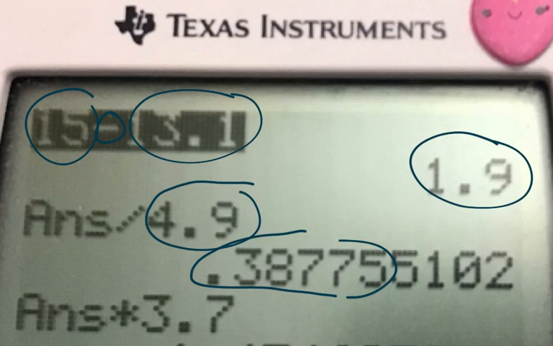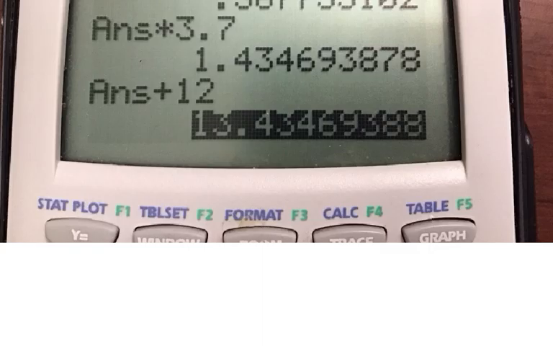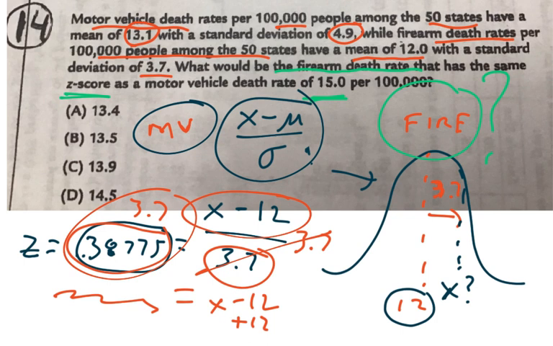So here we go. We're going to times by 3.7. We're going to get 1.43, and so on. We're going to add 12, and so we end up getting 13.43. And if we look at our choices, the only one that's closest is 13.4. So the correct answer was A.